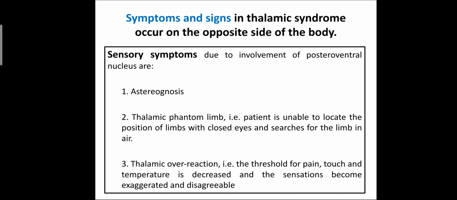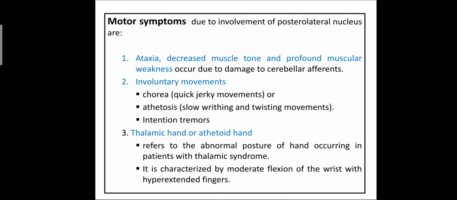Sensory symptoms occur due to involvement of the posteroventral nucleus. They are loss of stereognosis and thalamic phantom limb, where the patient is unable to locate the position of the limb with closed eyes and searches for the limb in the air. Thalamic overreaction: the threshold for pain, touch, and temperature is decreased and the sensation becomes exaggerated and disagreeable.